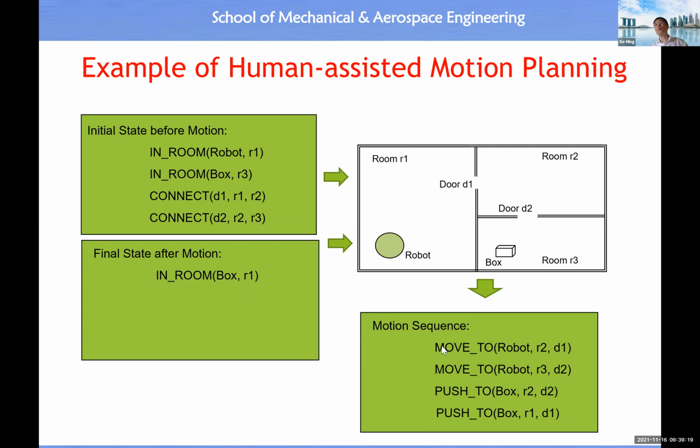Then what should be the motion sequence to be performed by the mobile robot? First, move the robot to room 2 through door D1. Go to here. Then move the robot to room R3 through door D2. Then push the box back to room R2 through door D2. Then push the box to room R1 through door D1. Then by executing this motion sequence, the robot will achieve this final result.